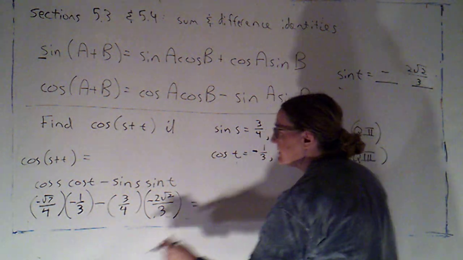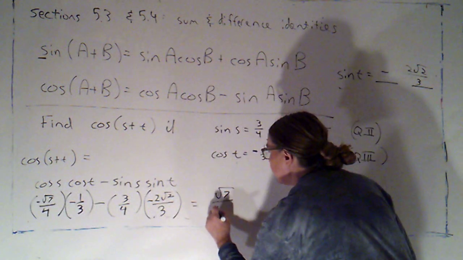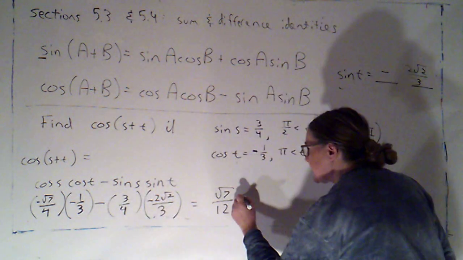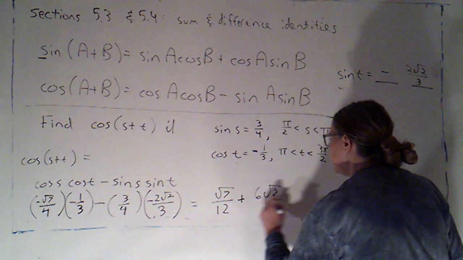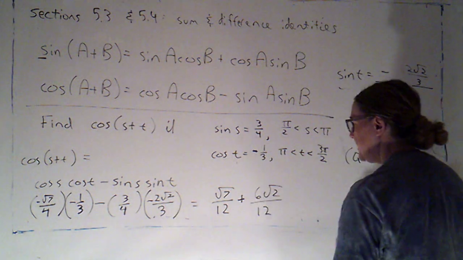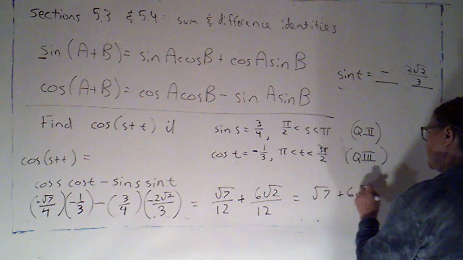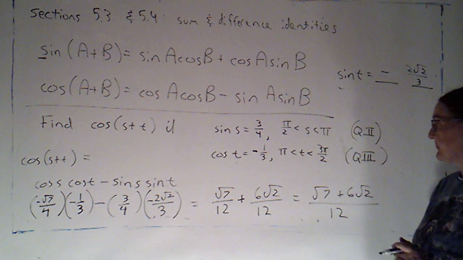So let's see, this is a negative times a negative, so it's going to become positive, root 7 over 12, minus, but I've got another negative, so that's going to become positive as well, 6 root 2 over 12, and then I can say that's going to be root 7 plus 6 root 2 all over 12.